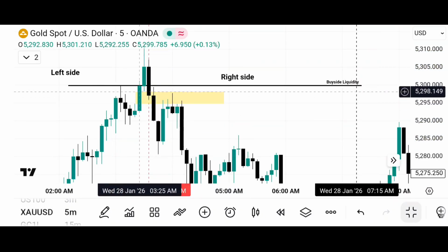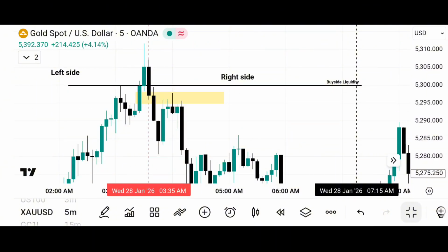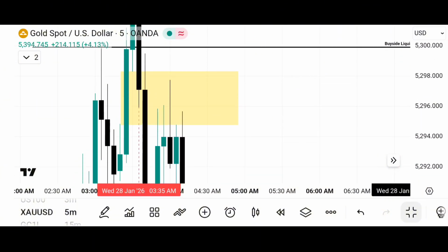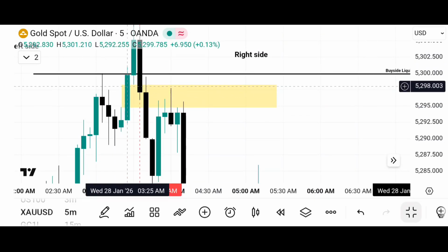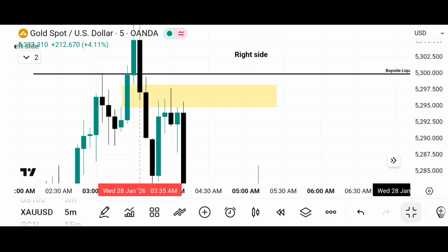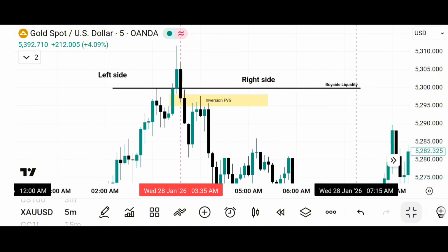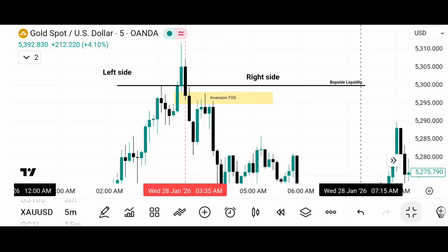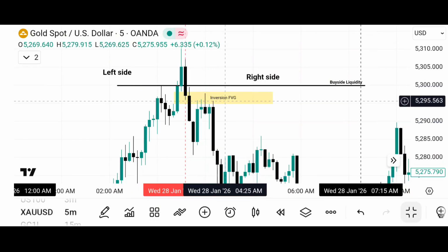So this right here is actually called an inversion fair value gap. It's an inversion fair value gap. This is actually a bullish fair value gap, but because price is dropping down, it's going to make use of it as a bearish one, just as it would a bearish fair value gap. So this is an inversion fair value gap. This is one PD array at the left side of the curve being used, and you can see it's being used at the right side, and you can see how price respects it.